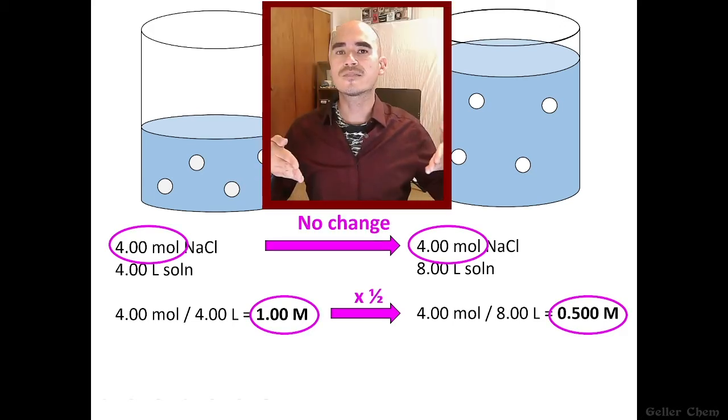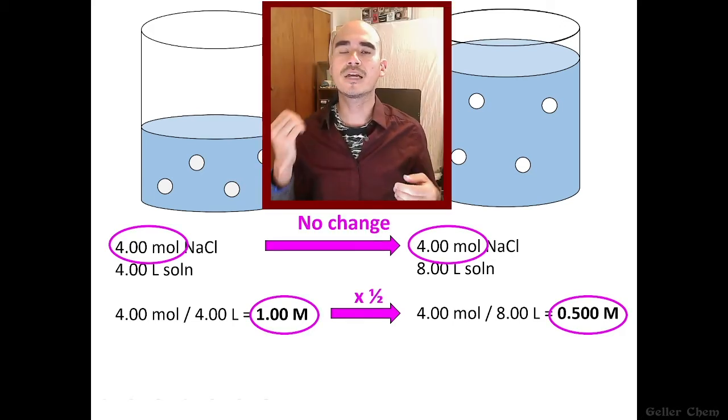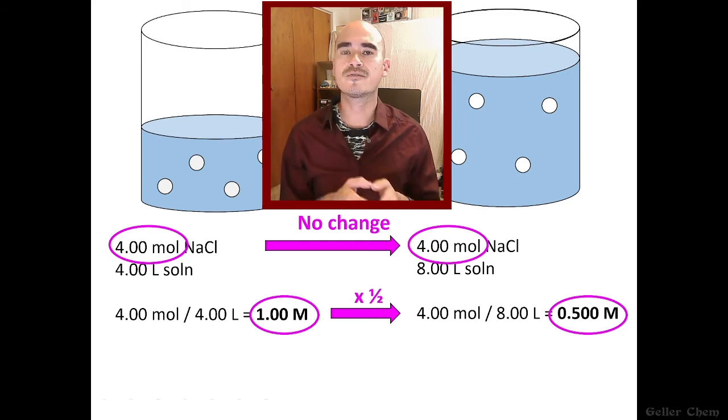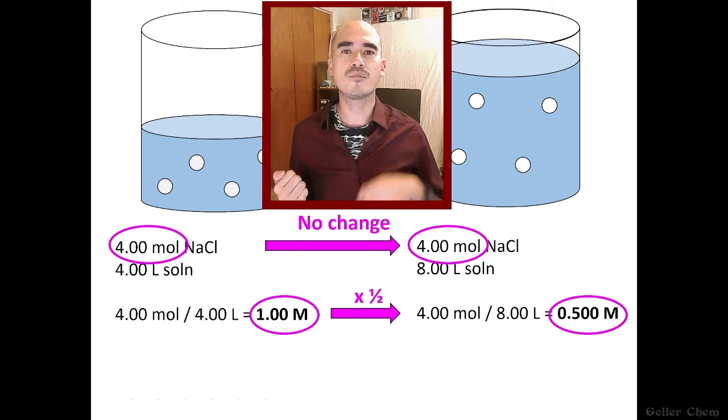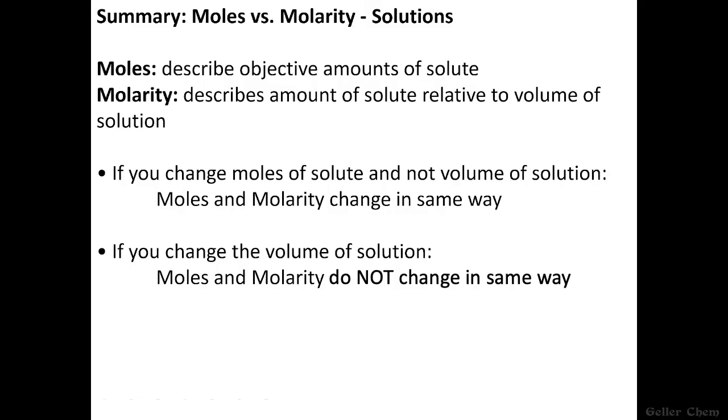It's this difference between moles and molarity that makes molarity an important concept for later calculations in general chemistry. The fact that molarity is sensitive to volume, whereas moles are not. So to quickly summarize, in the context of solutions, moles describe the objective amounts of solute, whereas molarity describes the amount of solute relative to the volume of solution.